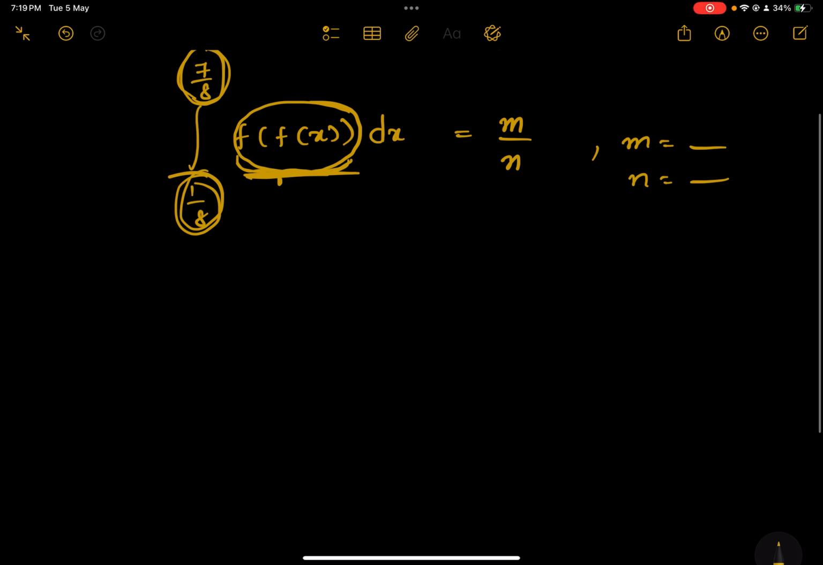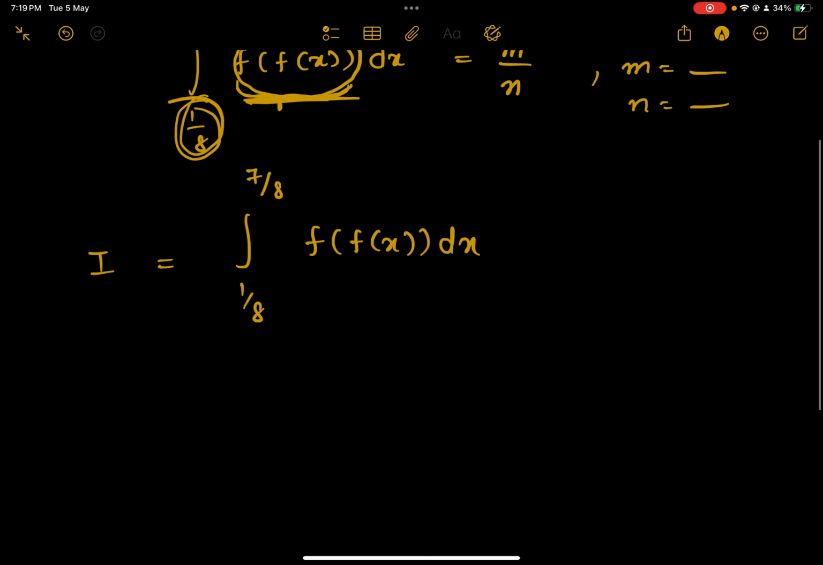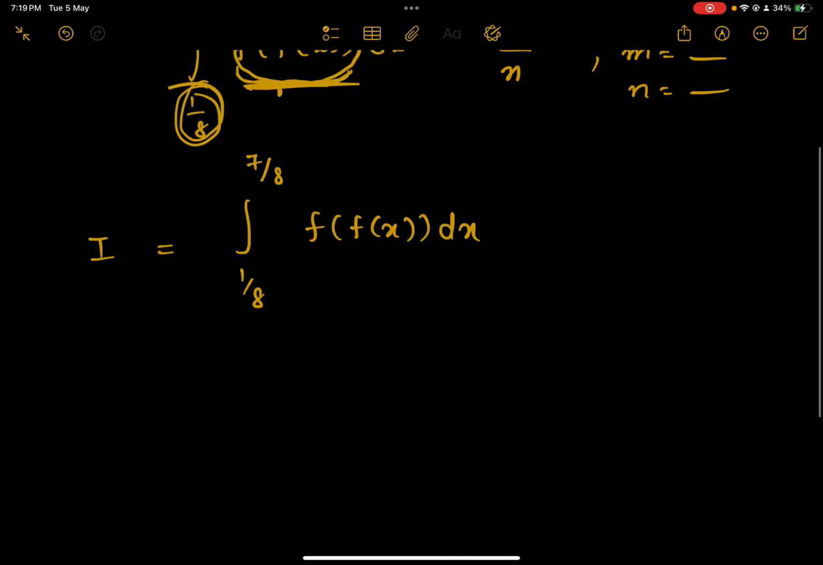Let us make some observations. Let us consider the integral as I. So now I is the integral from 1 by 8 to 7 by 8 of f of x dx. So this is your I. The first thing that should come to your mind whenever you see integrals, especially if you notice the sum of the upper limit and lower limit is 1, is King's rule. So let us apply King's rule.